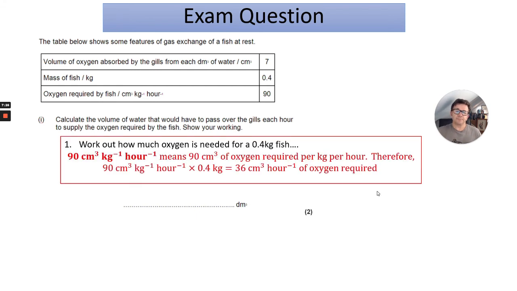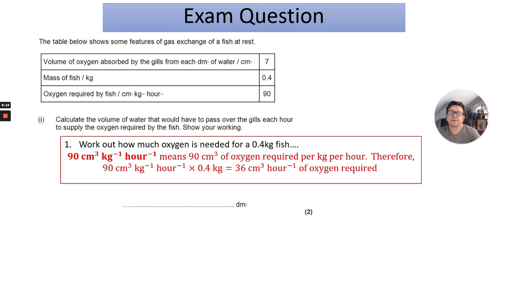So first of all, you need to work out how much oxygen is needed for a 0.4 kilogram fish. Okay, so you look at the oxygen per kilogram, so that basically means 90 centimeters cubed of oxygen is required per kilogram per hour. So therefore 90 centimeters cubed times 0.4, so that's 36 centimeters cubed per hour of oxygen is required.